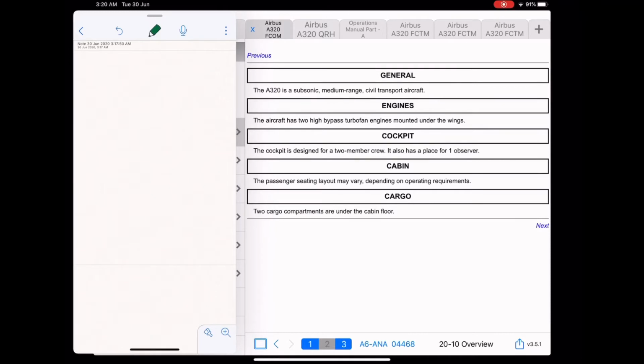So the A320 is subsonic, which means that it travels at a speed which is lesser than the speed of sound, which is 1 Mach. And it's a medium range aircraft. Typically, it has a range of about 8 to 10 hours, depending upon the fuel tank capacity, and it's a civil transport aircraft. It has two engines depending upon the airline choice. It can choose either the CFM engines or the IAE engines, which are mounted underneath the wing.